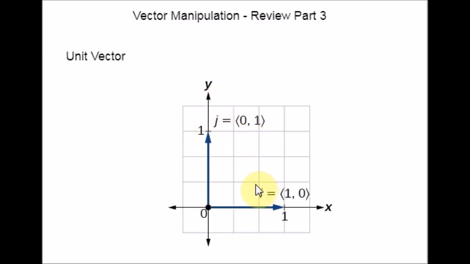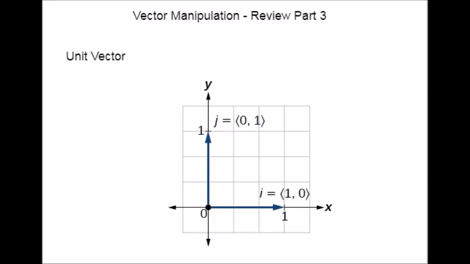Unit vectors are also defined in terms of components. The horizontal unit vector is written as i, (1, 0), and it is directed along the positive horizontal axis. The vertical unit vector is written as j, (0, 1), and it is directed along the positive vertical axis, not the below one or left one, only the positive ones.